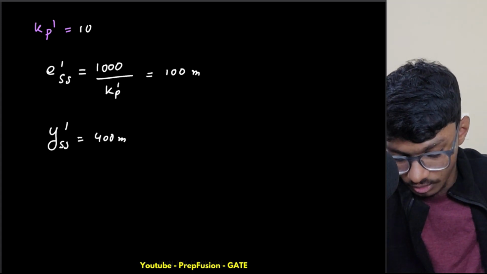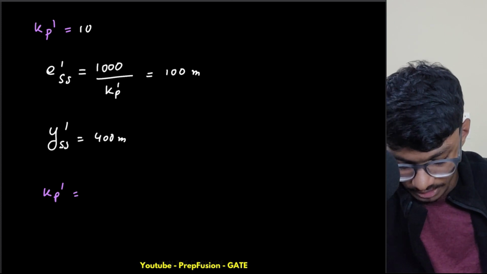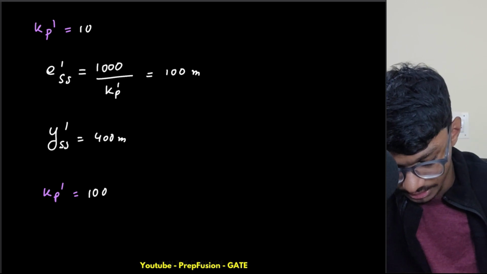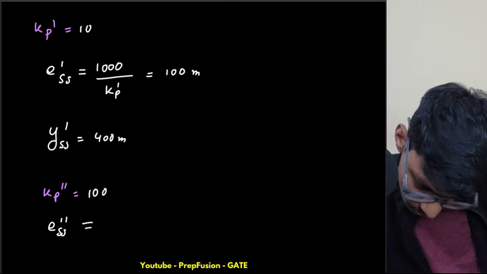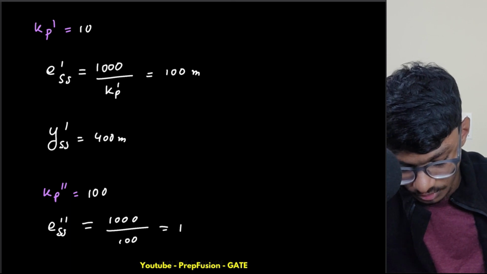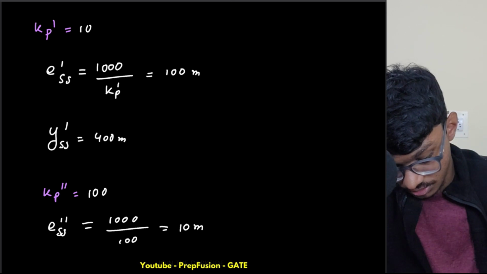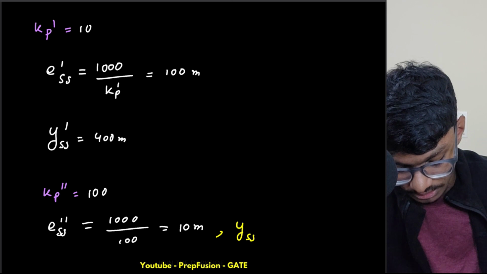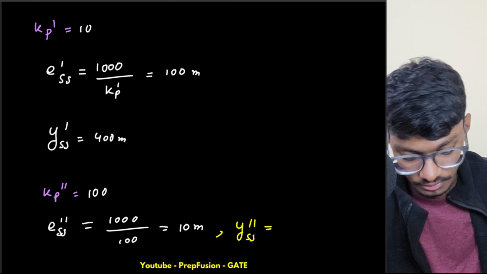Okay, now what if I make my Kp to be 100? So my e steady state, this is double dash, equals 1000 by 100 equals 10 meter. Okay, so what will happen? My y steady state double dash will be equal to what? 500 minus 10, which is 490.